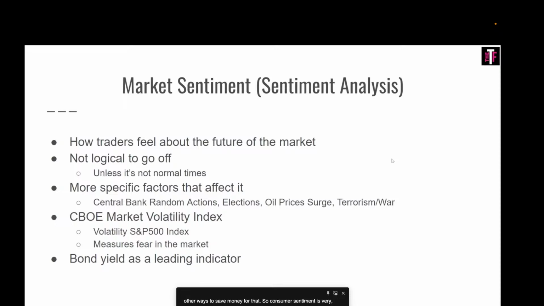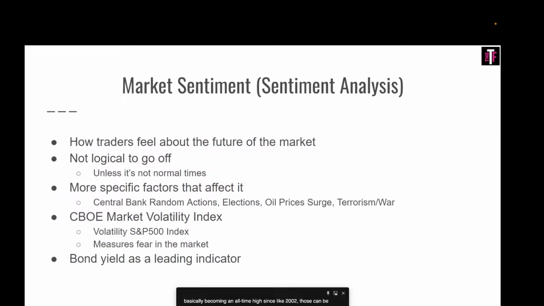It can also be called sentiment analysis, and this is basically how traders feel about the future of the market. It's not very logical to go off by itself, unless it's not normal times, and normal times can kind of be now, for example, where interest rates are basically becoming an all-time high since like 2002. Those can be factors that can come into play.